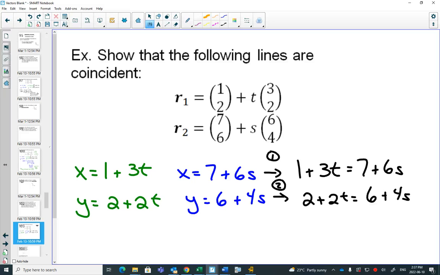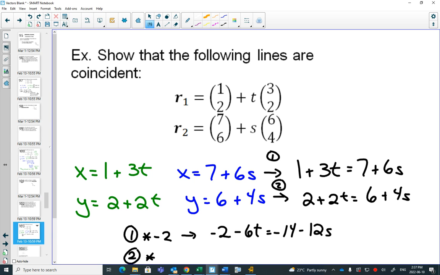So just like before, if I wanted to solve for this to find out if they intersected, I would solve this system of equations. I would probably take equation 1 and multiply it by -2. That would give me -2 minus 6t equals -14 minus 12s. And equation 2, I'd multiply it by 3. And here, initially, I'm thinking I just want to cancel out my t's. So my goal was to get my coefficients in front of t the same.